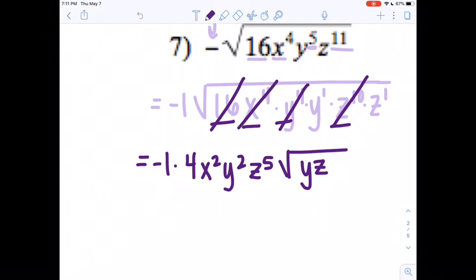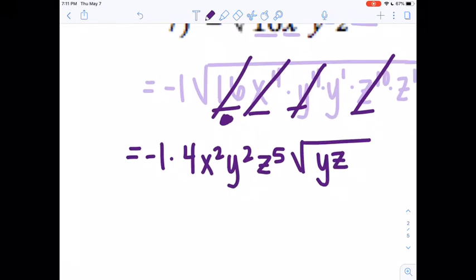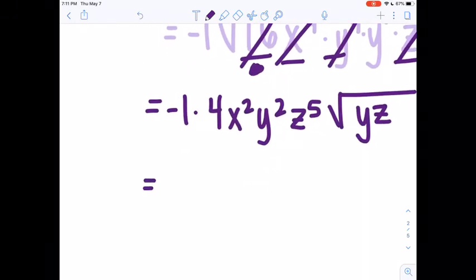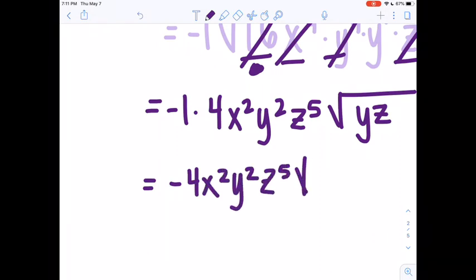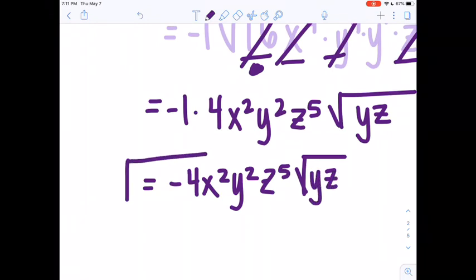Okay, be careful when you're taking the square root of big numbers like this that you're not dividing by 2. A lot of people make that mistake because that's what you do to the exponents, but we only divide the exponents by 2 and we're taking the square root of the big numbers. Okay, so on the outside of my radical, this becomes -4, x squared, y squared, z to the 5th, and then the square root of y, z.